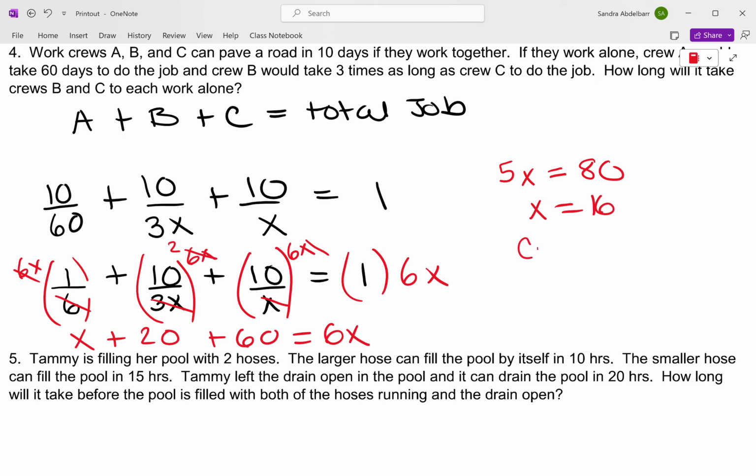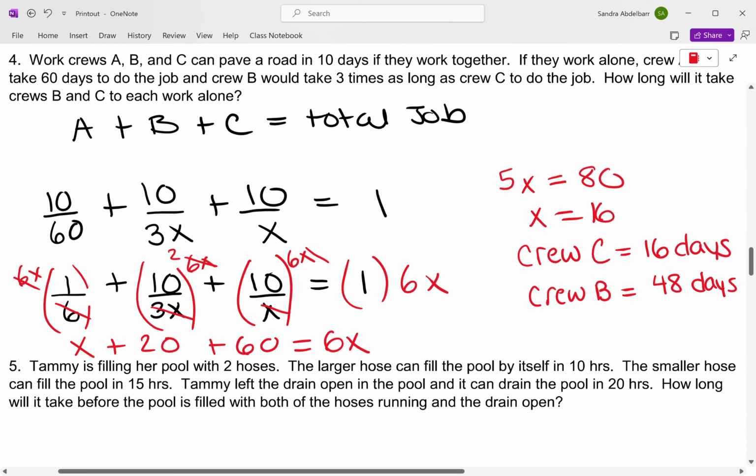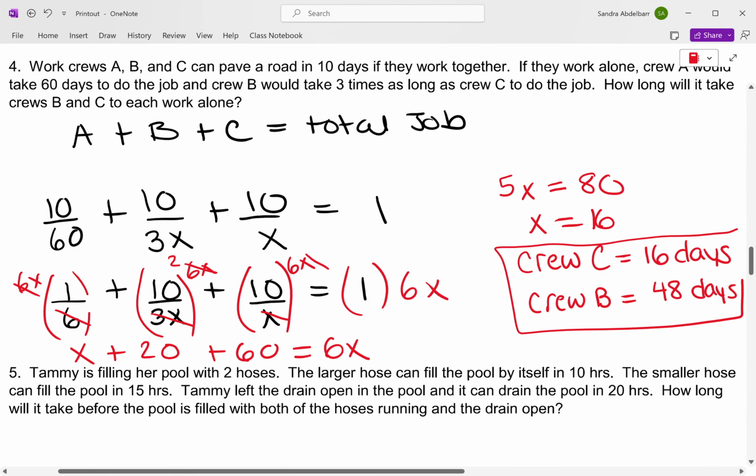What does 16 represent? For who? Crew C equals 16 days. What about crew B? Danny? 48. 48 days, you got it.